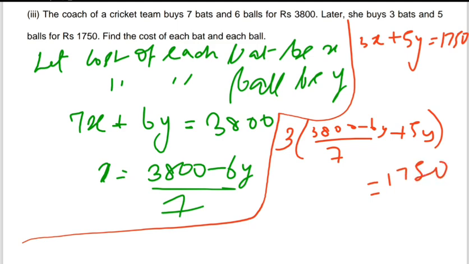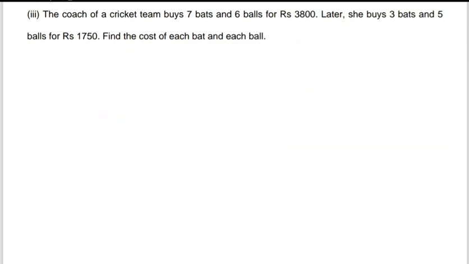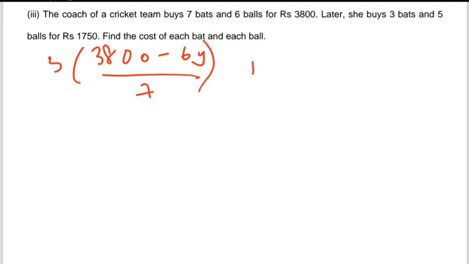I'm just erasing it for your clear reference. So that is 3 into (3,800 minus 6y by 7) plus 5y is equal to 1,750. This is our second equation.